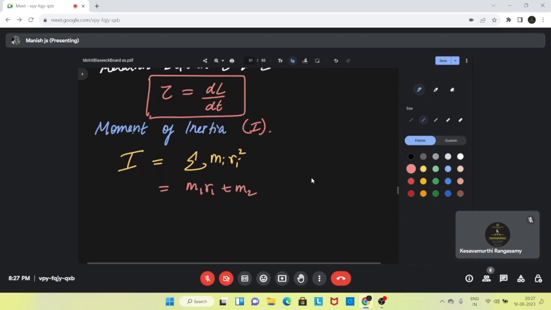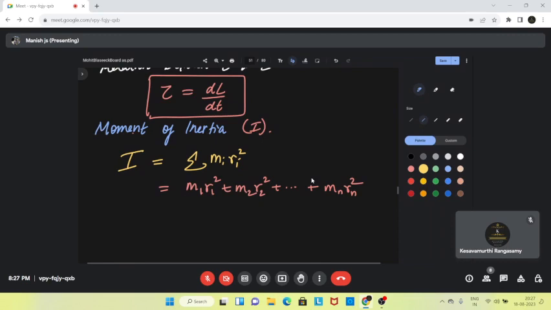So m1 r1 square, m2 r2 square, so on until mn rn square. This is a general representation, a general formula for moment of inertia. Moment of inertia is there for different objects. Different objects have different values for moment of inertia.